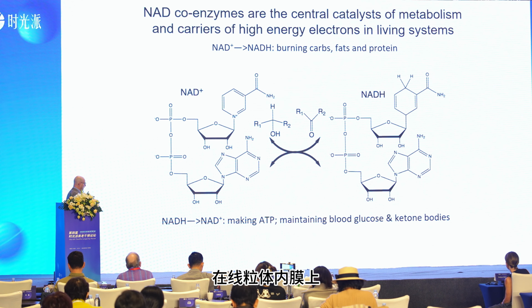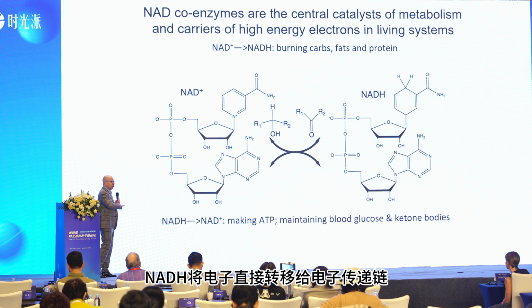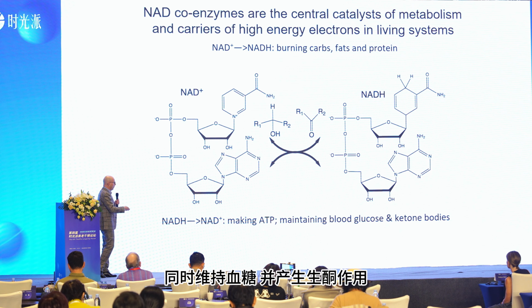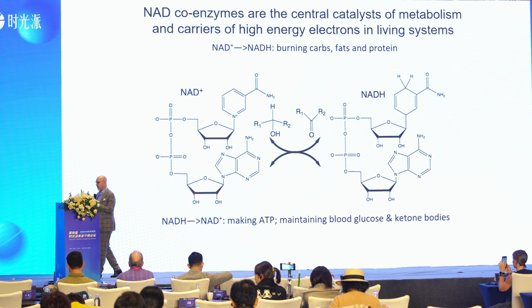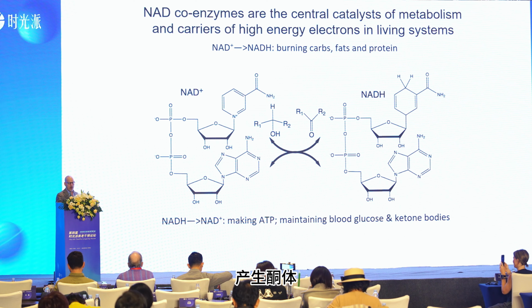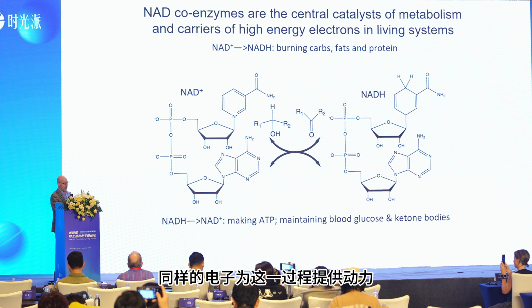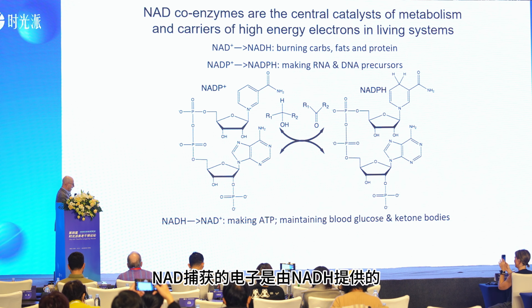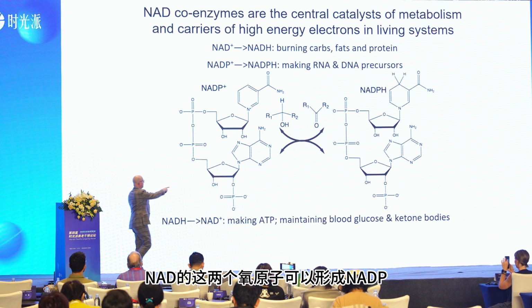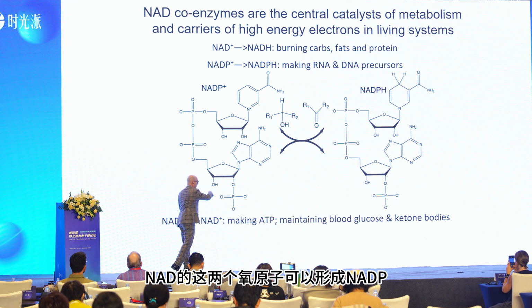And then at the inner mitochondrial membrane, NADH donates the electrons right into the electron transfer chain in order to make ATP, and then also to maintain blood glucose and to do ketogenesis, right? And to generate ketone bodies. Same electrons are powering that process. The electrons that were captured on NAD are donated by NADH. Now, this 2-oxygen of NAD can become NADP.